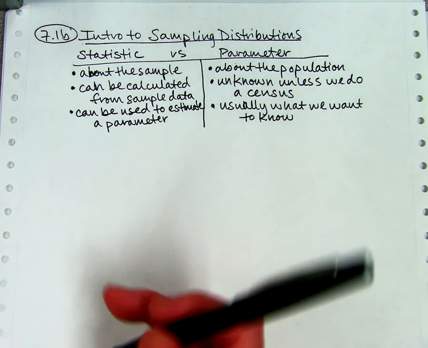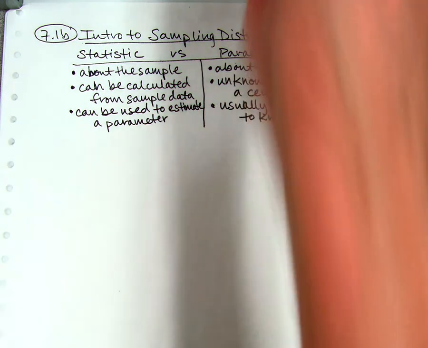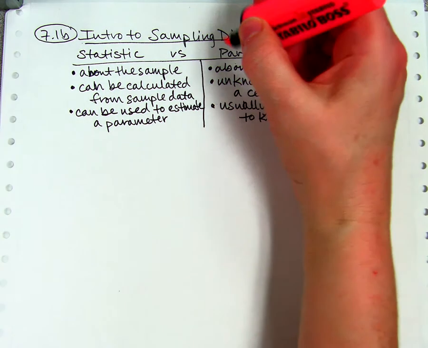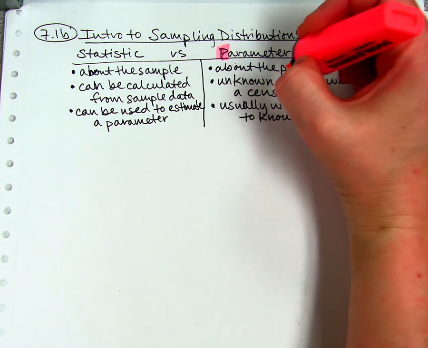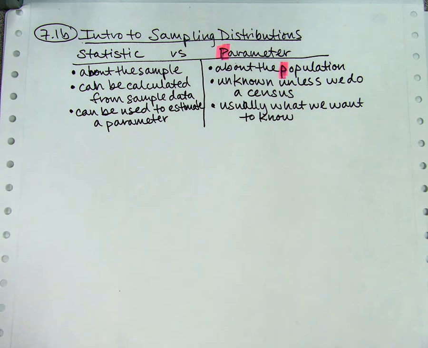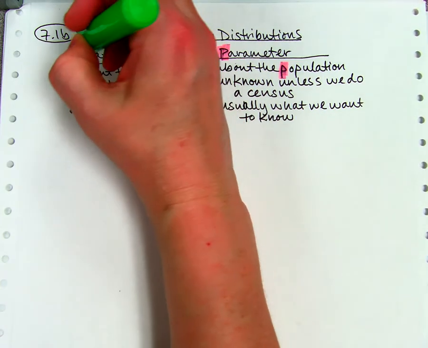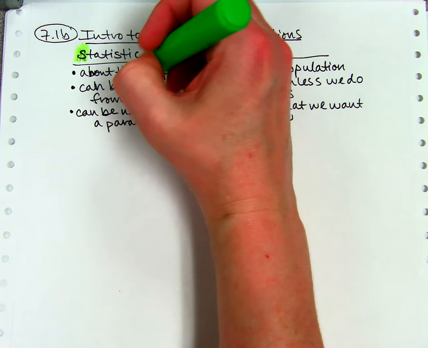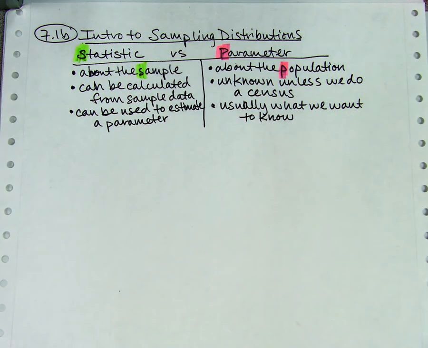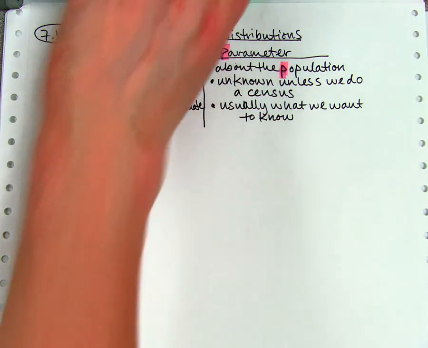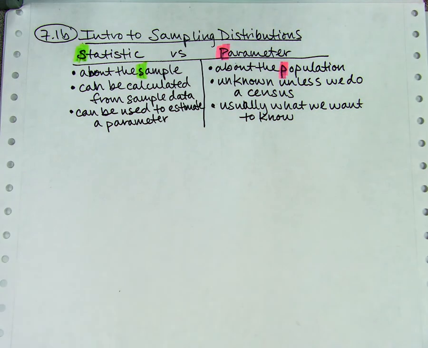And things like that. Before we go on, a little bit of highlighting. Notice the P matches the P in population. It makes me so happy that it does that. And the S matches the S in sample. So statistic always goes with sample, parameter always goes with population. The same letter thing will help you remember that.